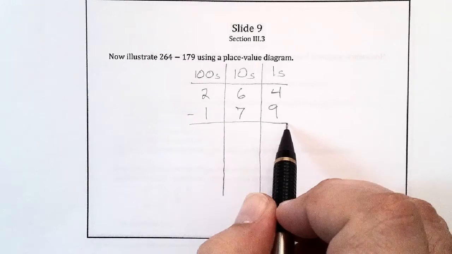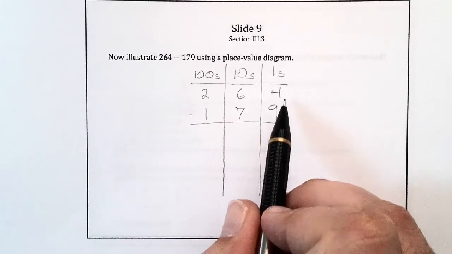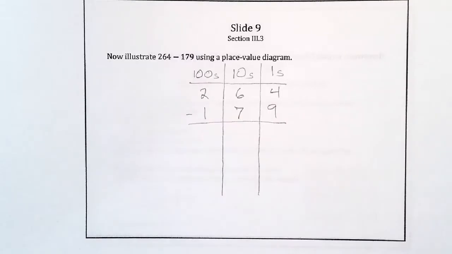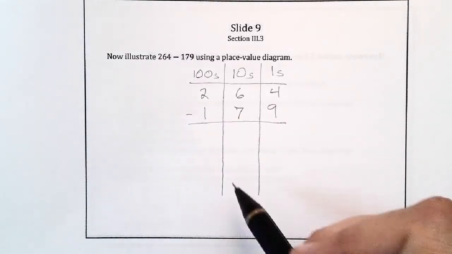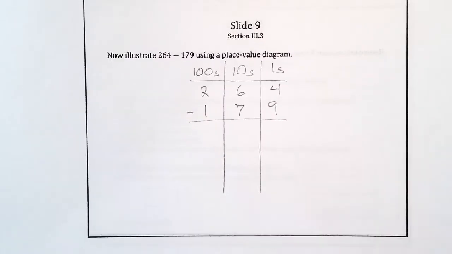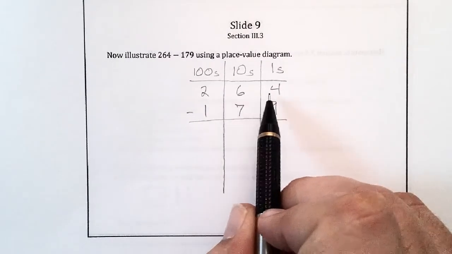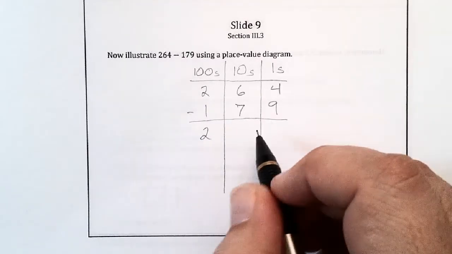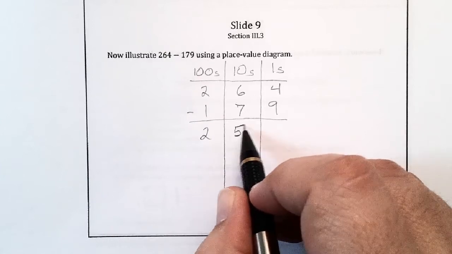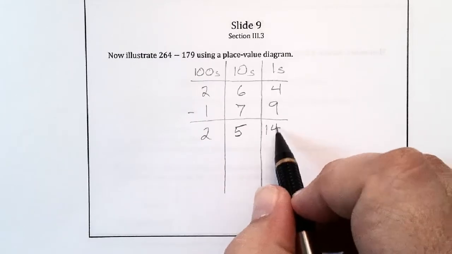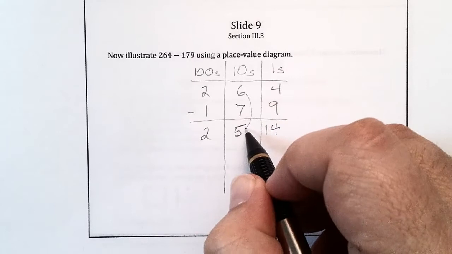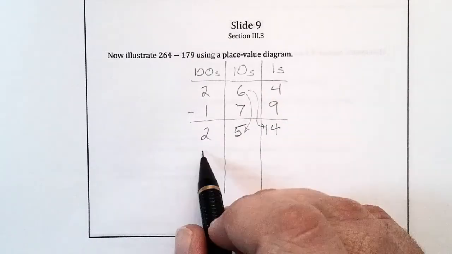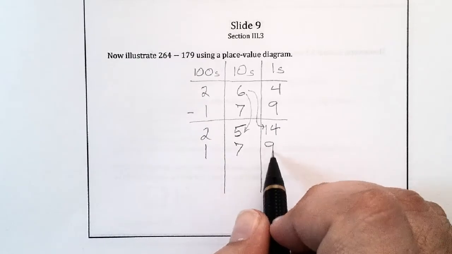Of course, we can't take 9 ones away from 4 ones, and we can't take 7 tens away from 6 tens. So we're going to have to make exchanges between the columns. Step 1, we're going to exchange 1 ten for 10 ones. So now we're going to have 2 hundreds, 5 tens, and 14 ones. We're still subtracting our 1, 7, and 9.